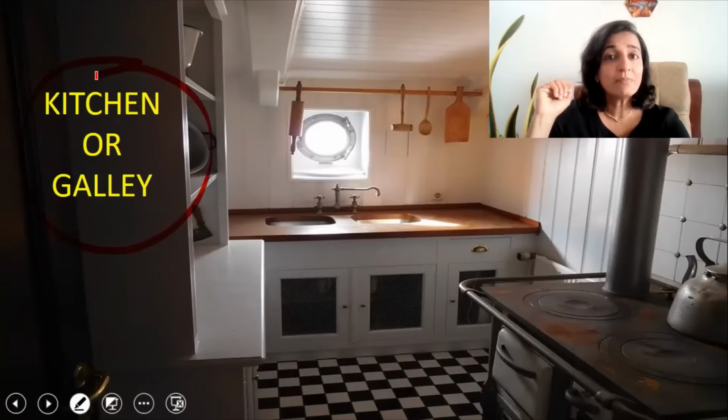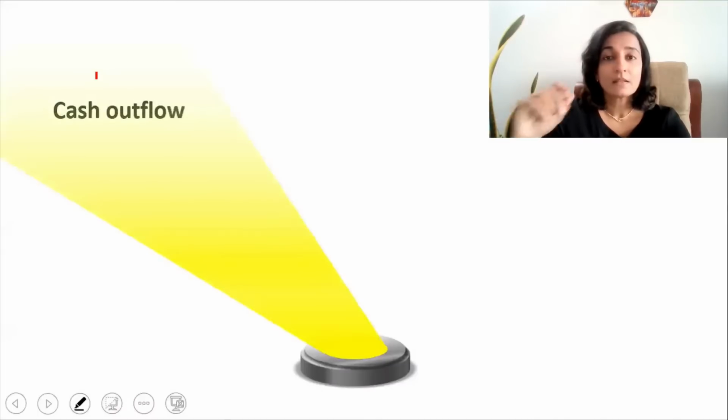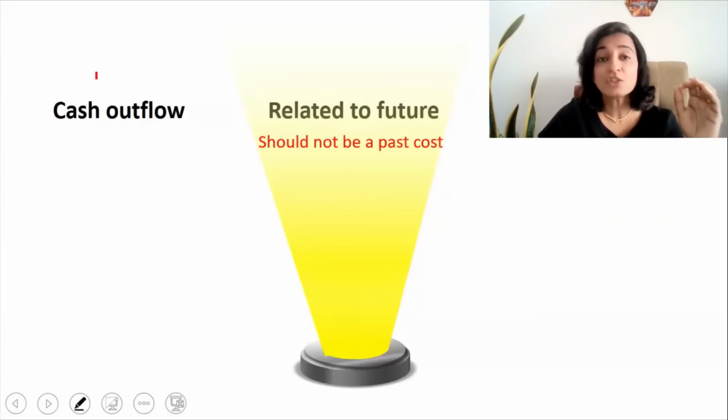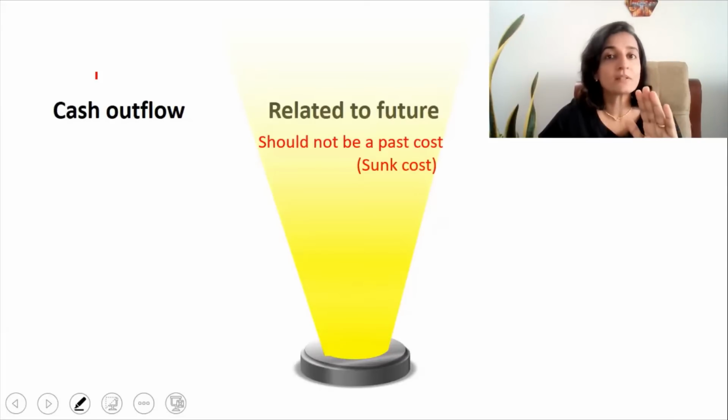Now, before we get to the question, let's have a quick refresher of the concepts of relevant costing. What were the three basic features of relevant cost? There should be a cash outflow. That is, physically, cash should go out of your hand. Only then can it be treated as a relevant cost. The second point is it should be related to the future. That is, it should not be a past cost. Another word for past cost is sunk cost.